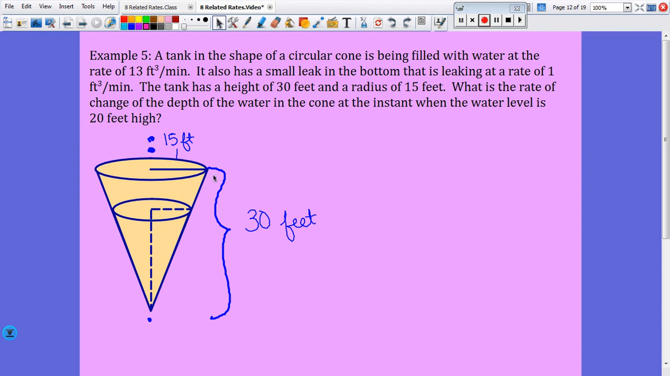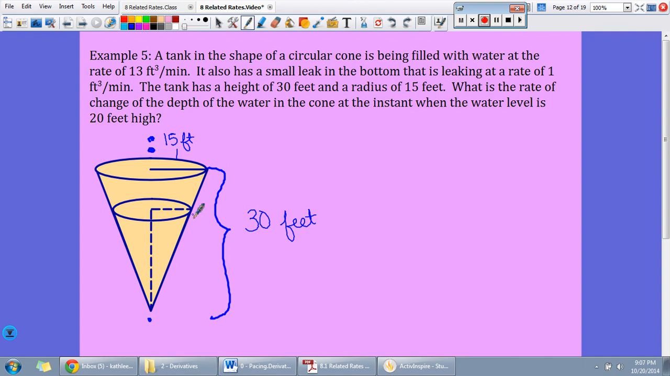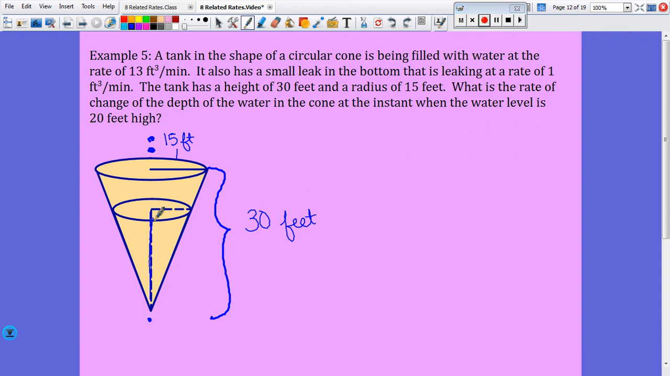And we want to know what is the rate of change of the depth of the water in the cone at the instant when the water level is 20 feet high. So when this height here is 20 feet, we want to know what dH/dt is.